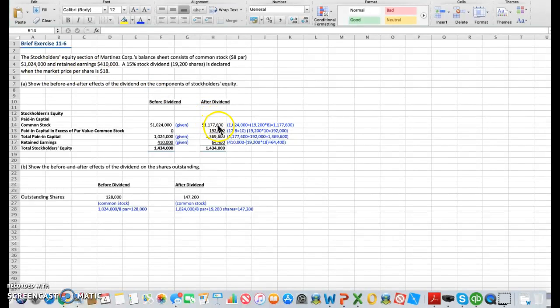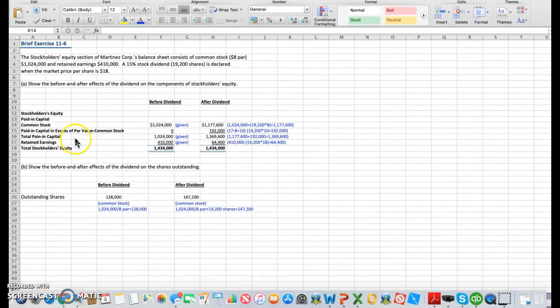Now to find the after dividend, we take the common stock plus the 19,200 shares times 8, and we get the 8 from the $8 par, which equals $1,177,600. So that's where we get the after dividend.